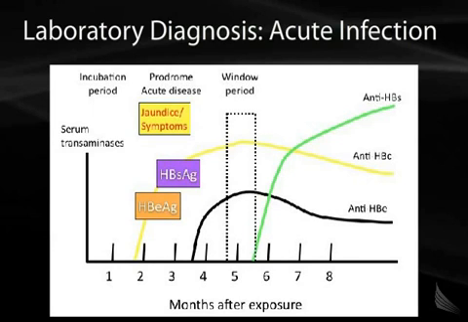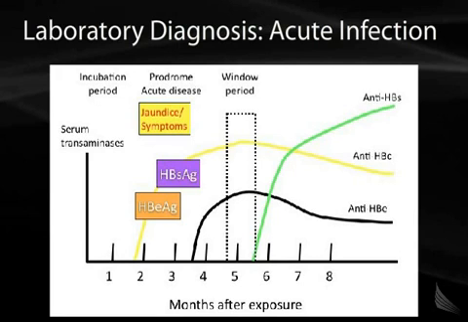This figure identifies the antigen and antibody sequences in hepatitis B. Basically, as you go from months after exposure, the first thing that shows up is the HB surface antigen and the HBe antigen. When those things are high, you have a prodromal or acute phase.